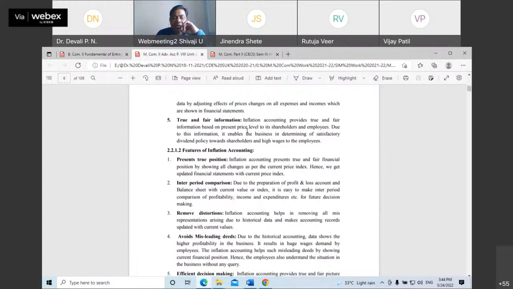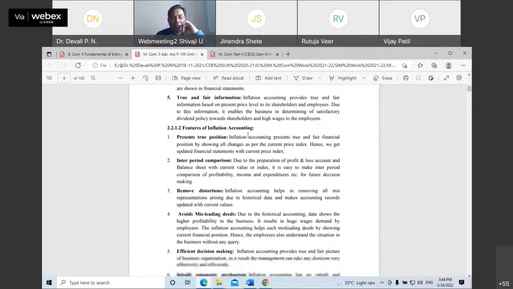That is why, whatever the current position is, we have to reflect it in order to get the advantage for these particular shareholders and the employees also. So inflation accounting has different kinds of objectives, and the points that we have raised here also show its importance.